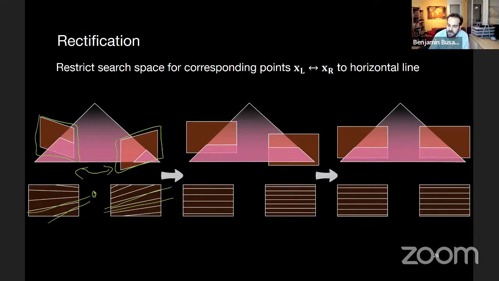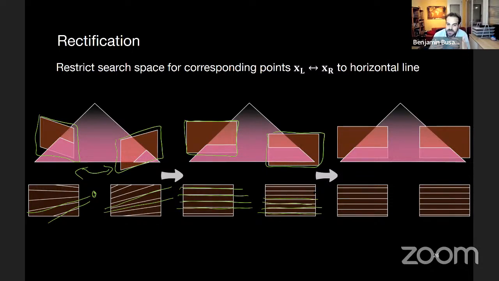So the first step would be to virtually map, and this is a homography, to virtually map these two images in a way such that they are parallel. And by doing so, we make the epipolar lines horizontally aligned, but they are not yet at the same distance.